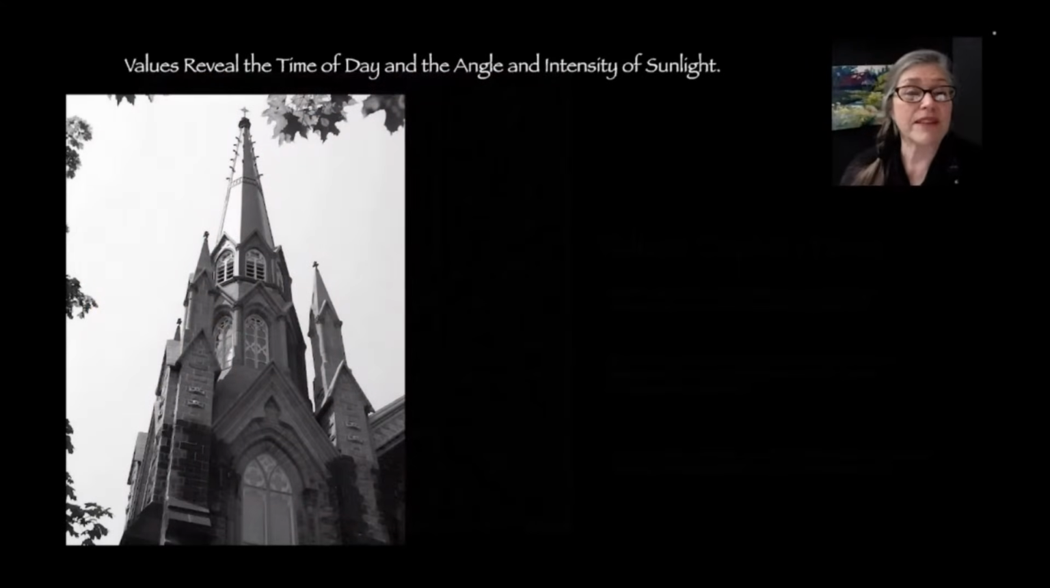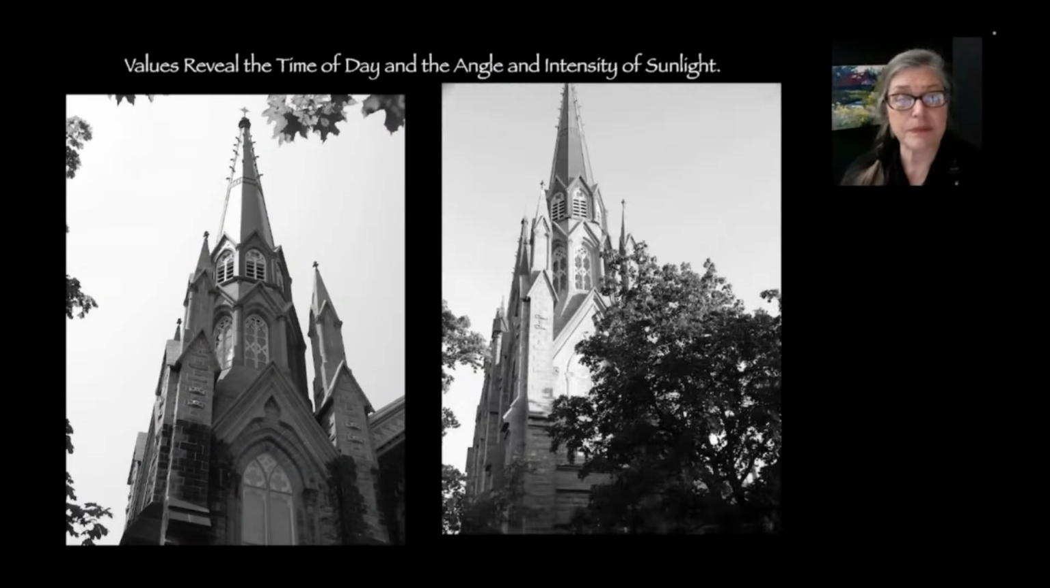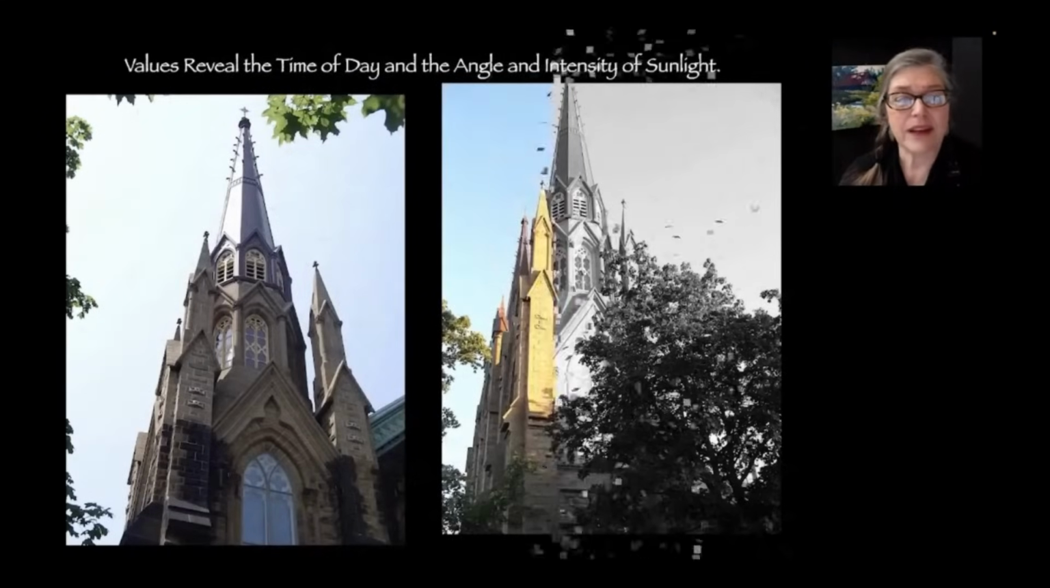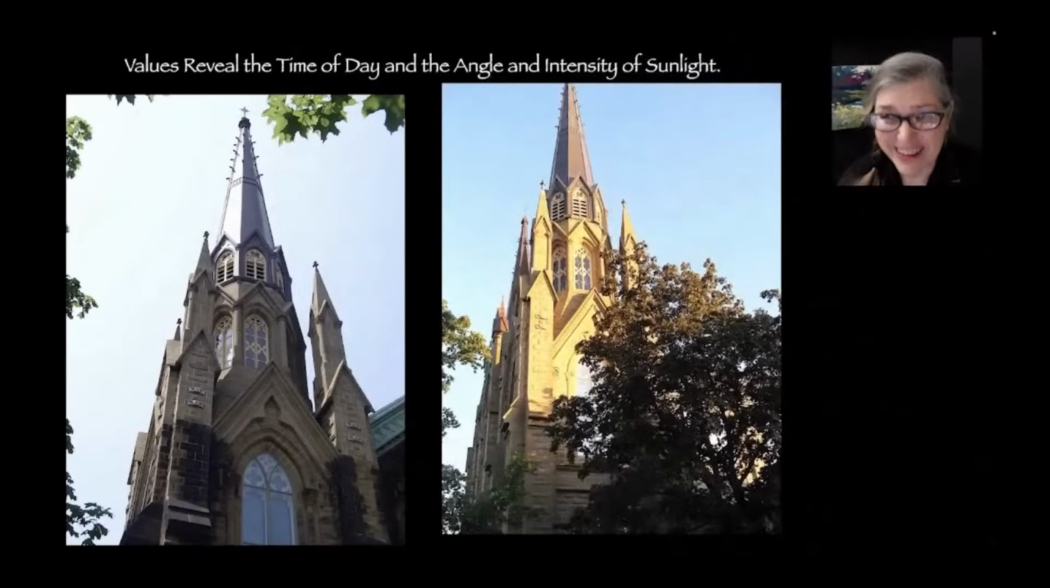Values also reveal the time of day and the angle and intensity of the sunlight, even without color. We can see on this building that the time of day has changed. The intensity of sunlight has changed just by the impact of values. We can get a feel for the angle of the sunlight and where the sun is coming from. When we add the emotional impact of color, it really brings everything to life.